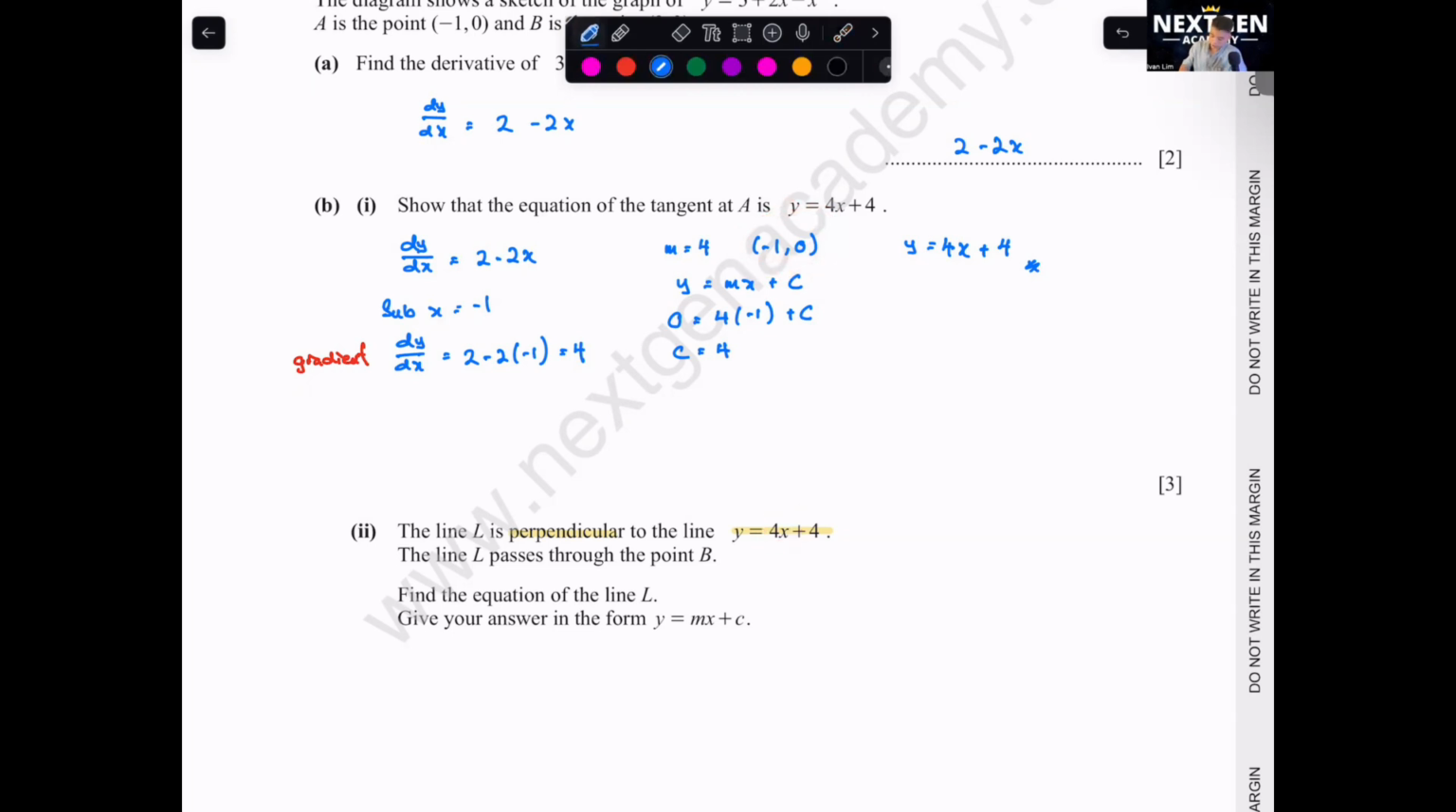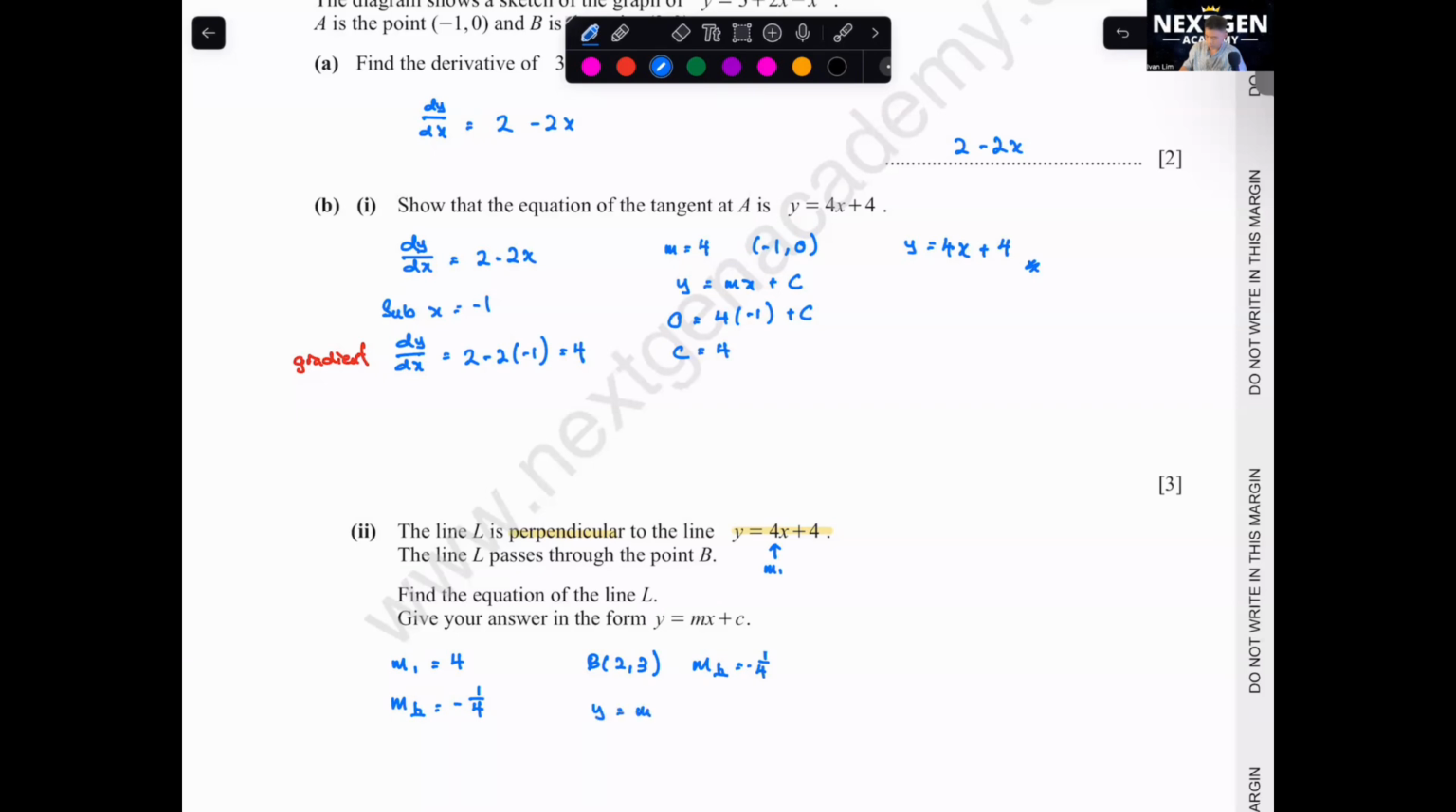The gradient of the original line is 4. So the perpendicular gradient will be the negative reciprocal, so here it will be -1 over 4. The original gradient is from y equals 4x, because this one is m. Now, we want the line that passes through point B. Where is point B? Point B they gave us is (2, 3). Now the m is -1 over 4.